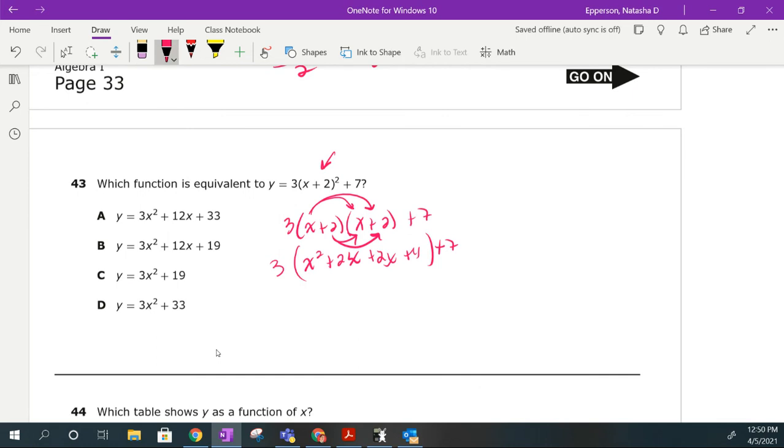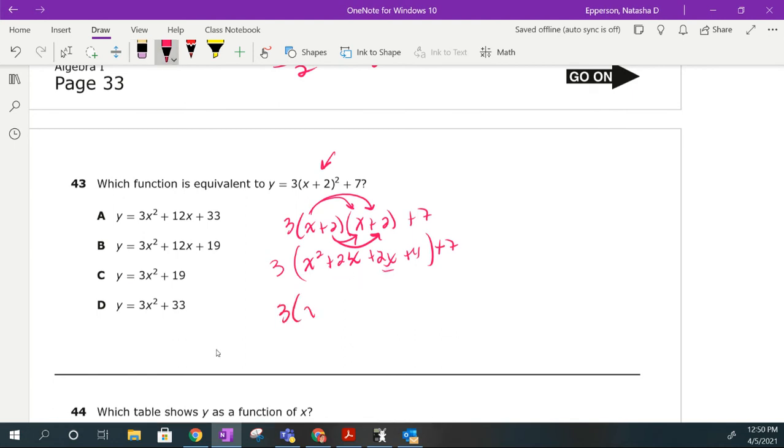I need to combine like terms. This gives me 3x squared. These two become 4x. So 3 times 4x becomes plus 12x. And then 3 times 4 becomes plus 12. And then that's plus 7. Here, let me dial back. I'm going to go ahead and simplify inside the parentheses first.